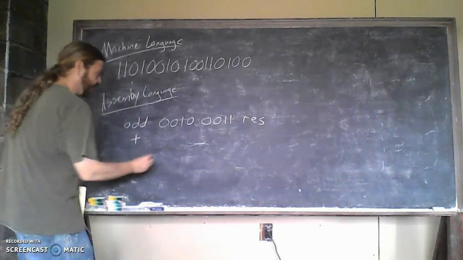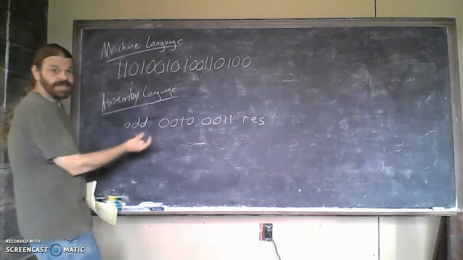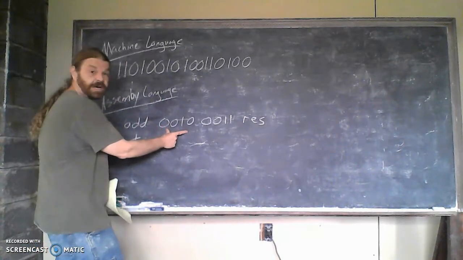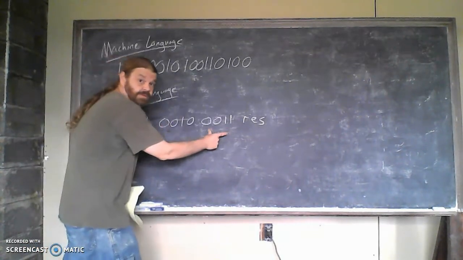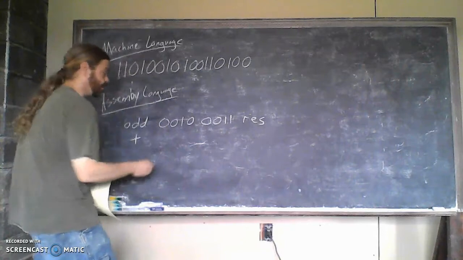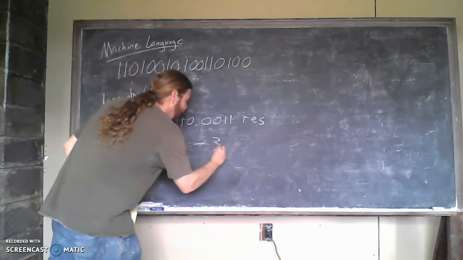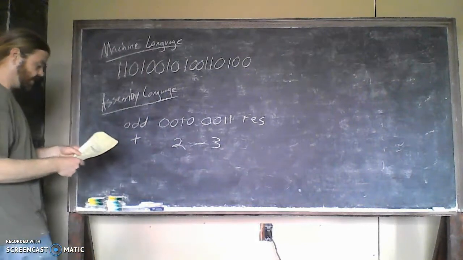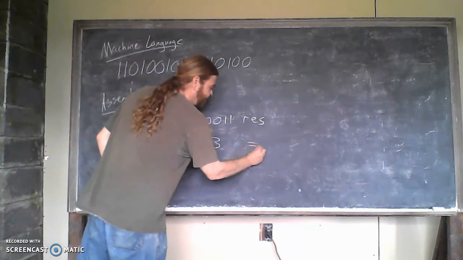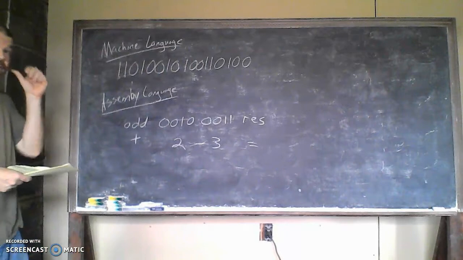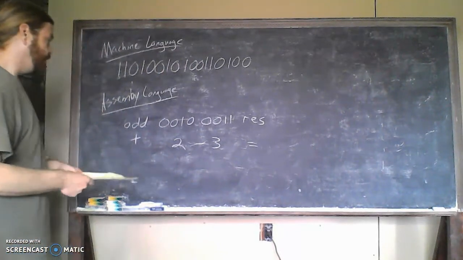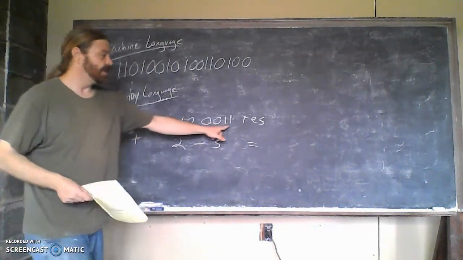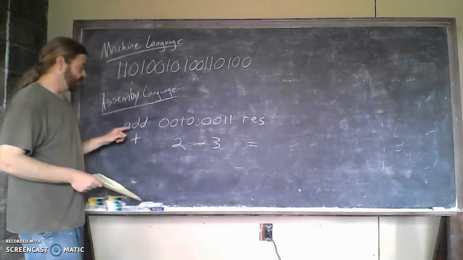Alright, so add, and then on that machine, people working in assembly language would know that if we saw binary, that's representing a number. In this case, that's 2 and 3. We'll go over that very soon, how to interpret those numbers. And then result, I'm just going to write an equal sign. We're going to talk about an equal sign here in a moment. But that's what the instruction the programmer would feed in.